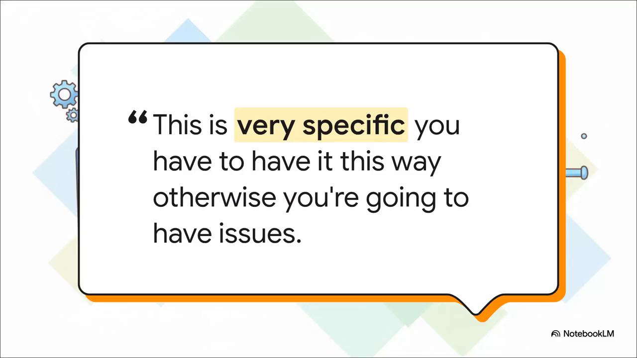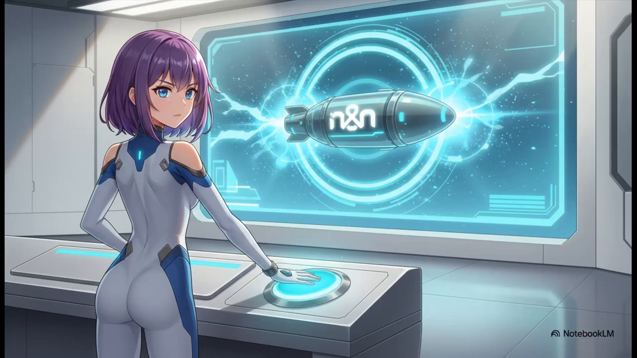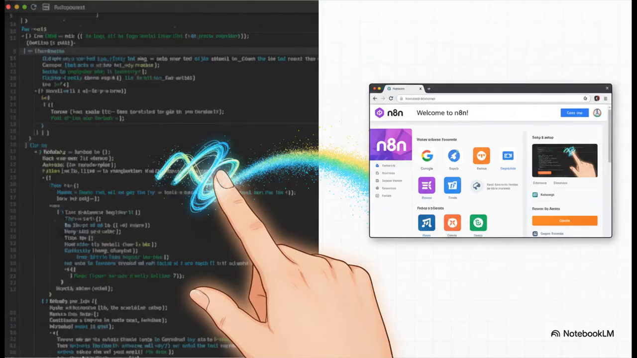And this is really important. The container path has to be exactly like this. No typos. Okay, that's it. Now just click Run and your n8n container will start right up. You'll see a link in the container logs. Just click that to open the n8n editor.